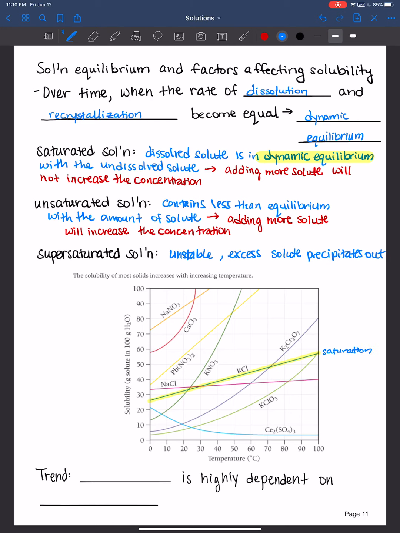So let's say, for example, I'm at 25 degrees Celsius. That's room temperature. And I'm going to go up until I intersect that line. And then I'm going to go across. And so it looks like at 25 degrees Celsius that to make a saturated solution, let me fix that real quick.